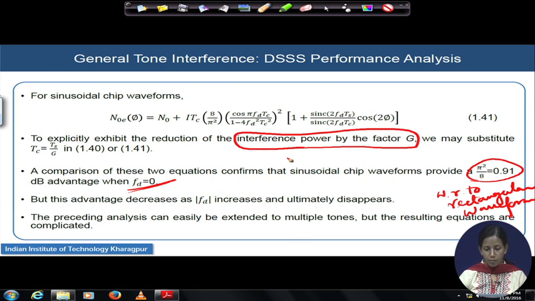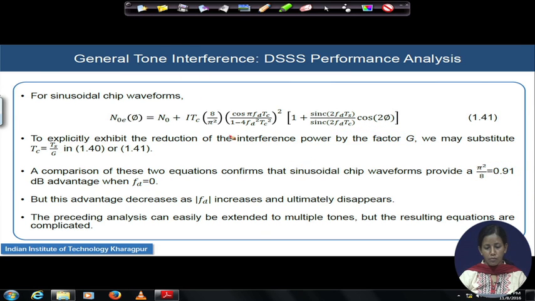Following the same path, we can continue the analysis with multiple tones. Here we considered a single tone of interference. We can keep on adding tone interferences based on how many jammers are present, following the same framework, but it will be a little bit more complicated.